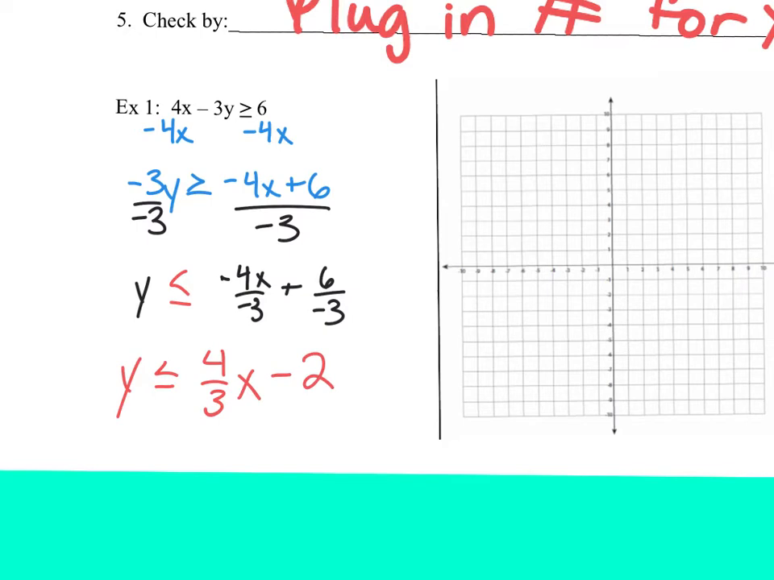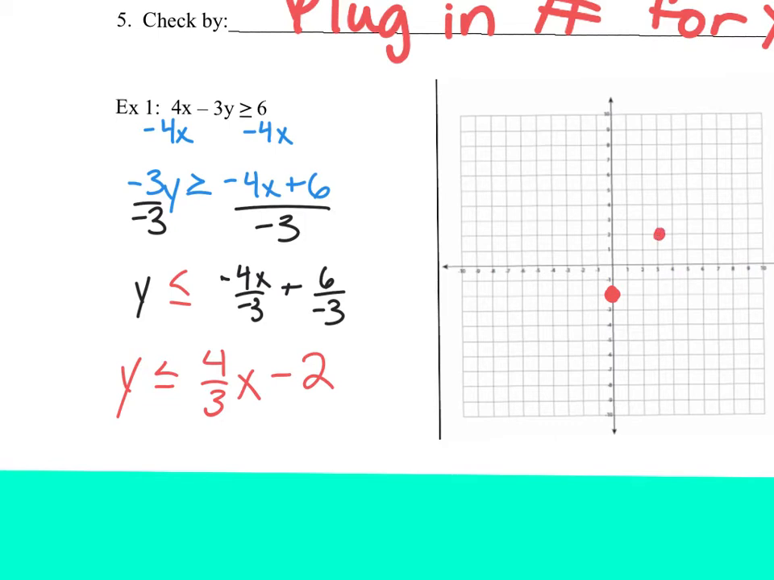So you can see how that kind of looks like y equals mx plus b, right? It just has an inequality sign. So we're going to graph it very similar to the y equals mx plus b. We're still going to plot b, which is at negative 2. So I'm still going to have a point on my y-axis at negative 2. The 4/3 is still going to be my slope. Okay, so I can go ahead and I could make another point right now if I want to.